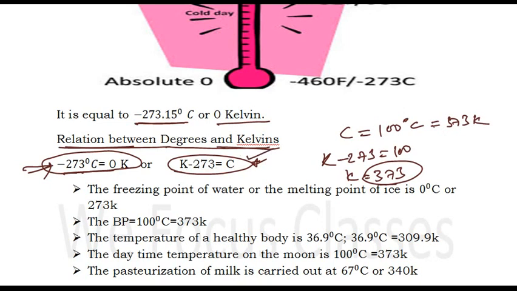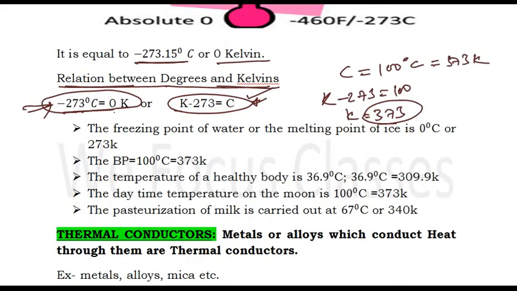K minus 273 is nothing but C. And you know the freezing point of water, or the melting point, what is the freezing point of water? That is nothing but 0 degrees centigrade. If you put 0 degrees centigrade, it will become 273 K. And the boiling point of water is nothing but 100 degrees centigrade, that is nothing but 373 Kelvin.